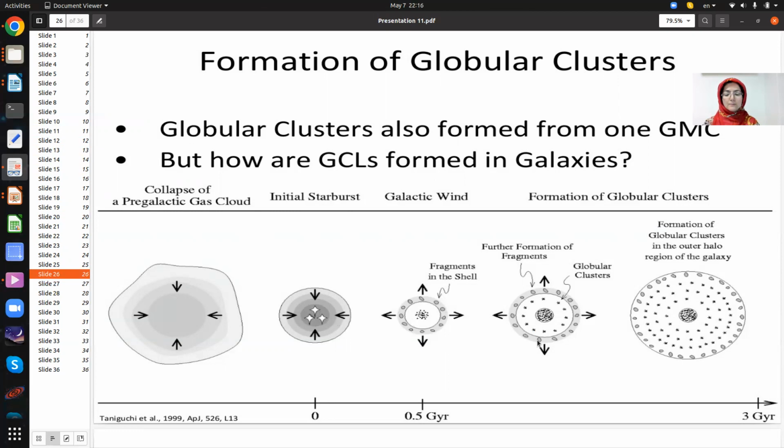and then with a second starburst, globular clusters formed in the galactic halo, as you see. For further formation of fragments, globular clusters are here in the galactic halo. We can see that globular clusters in the galactic bulge are older than globular clusters in the galactic halo. And here is the formation of globular clusters in the outer halo region of the galaxy.